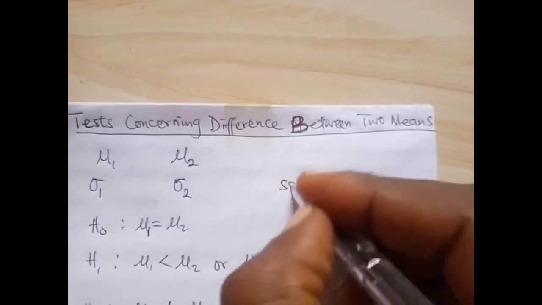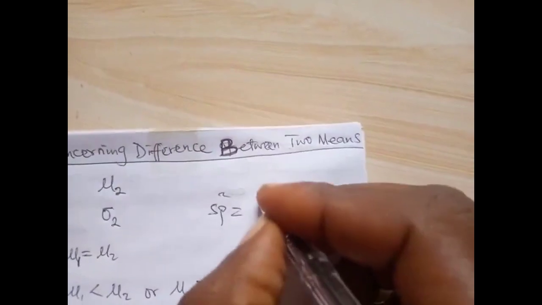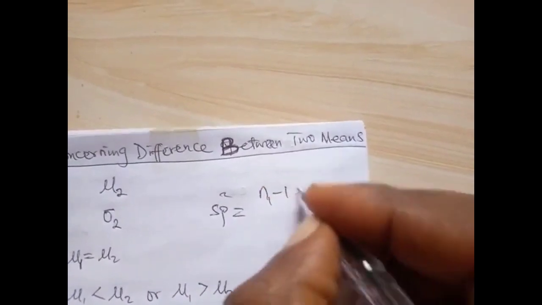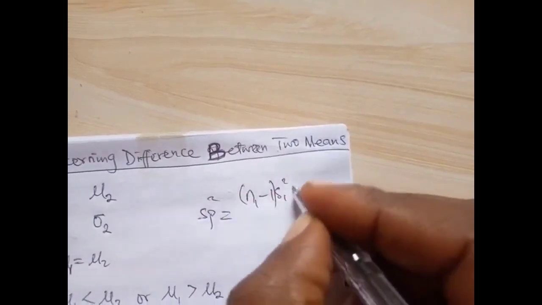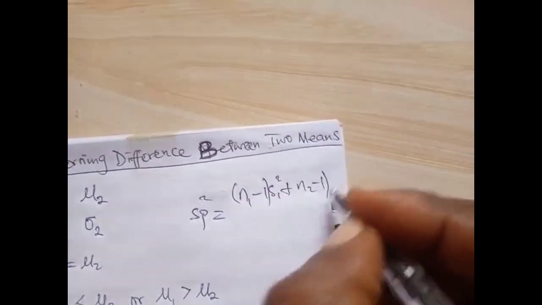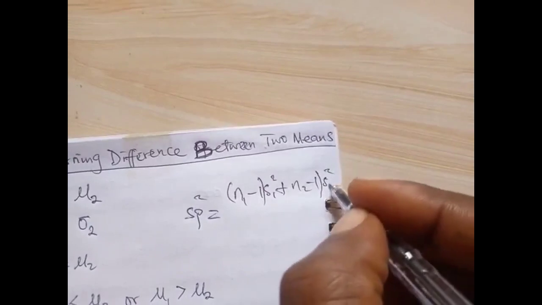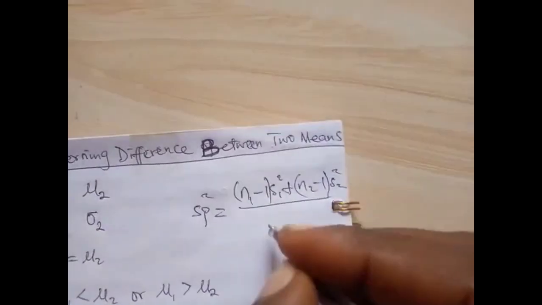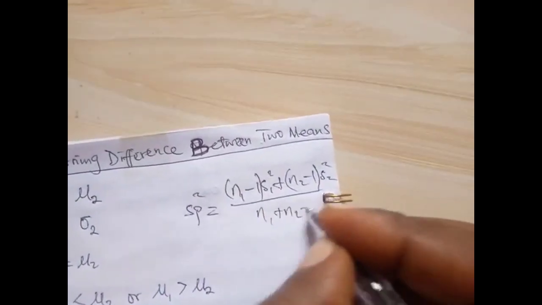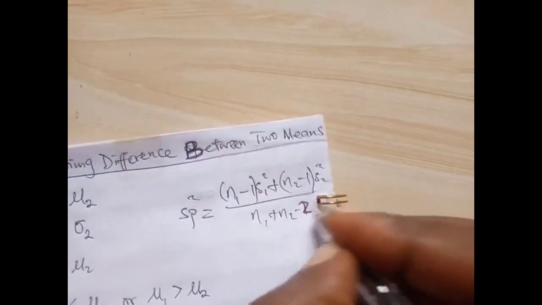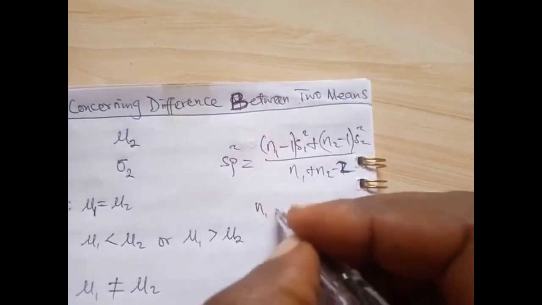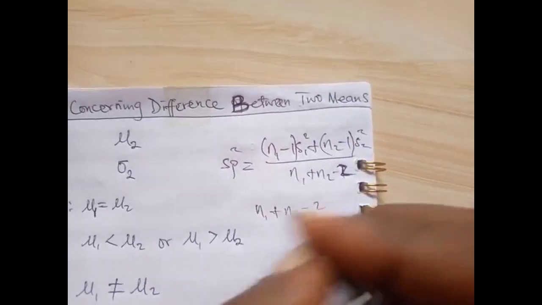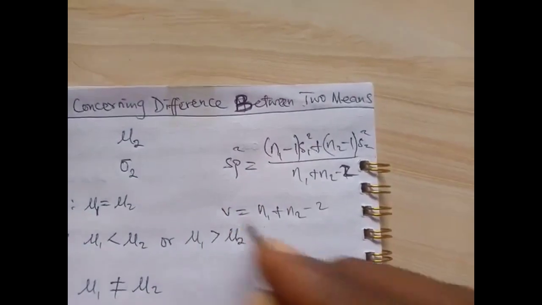The pooled variance is given as SP squared equals N1 minus 1 times S1 squared plus N2 minus 1 times S2 squared, over N1 plus N2 minus 2, and its degree of freedom v is given as N1 plus N2 minus 2.